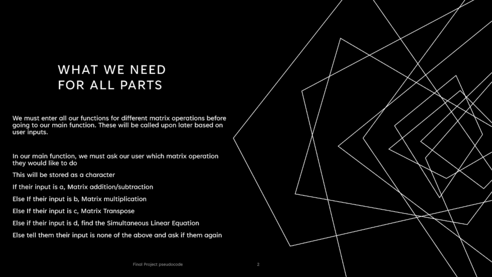If their input is A, the matrix operation that will be done is either addition or subtraction. If it is B, we will multiply the two matrices together. If their input is C, we will find the transpose of the matrix. If their input is D, we will find the simultaneous linear equation of a function with three unknown variables. If none of the above are typed, we will ask the user to go again and type in a valid matrix operation.